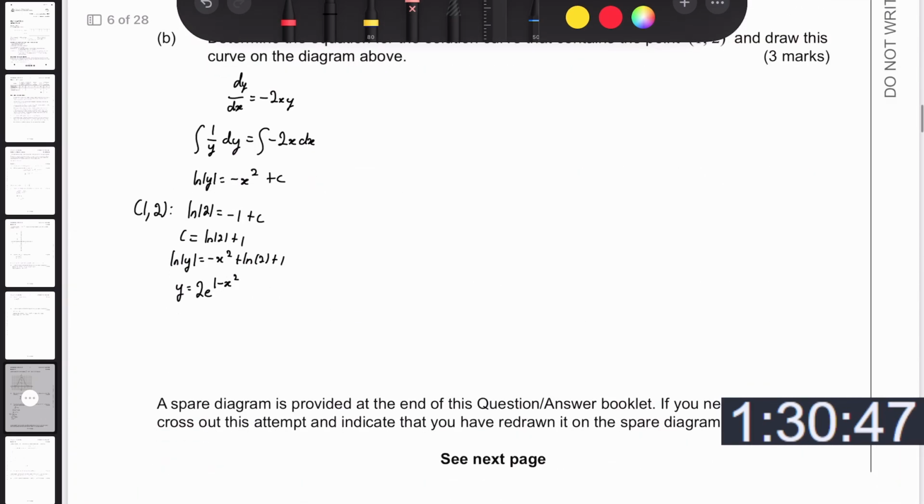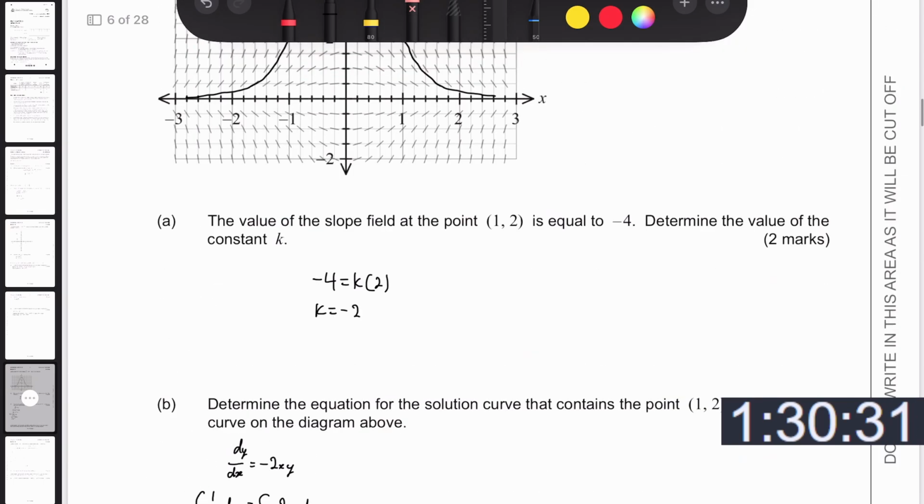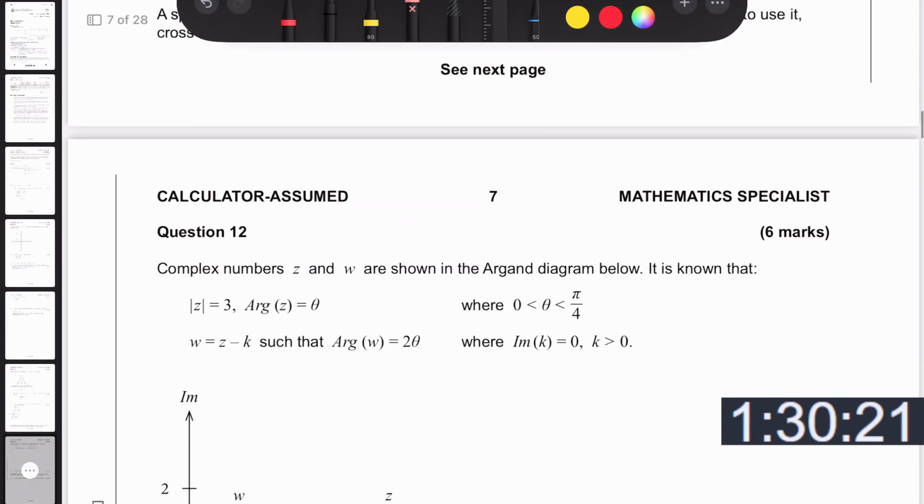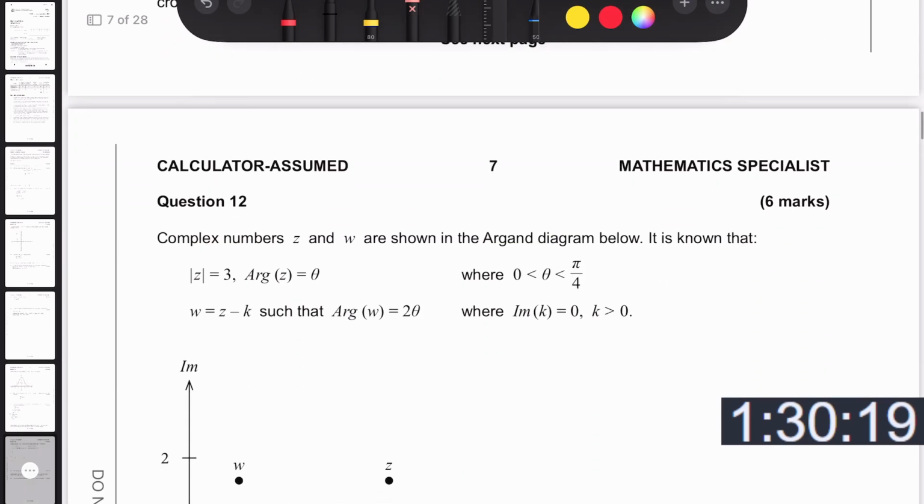Okay. And then I can graph this actually on my graph. So that's y. So let's see, 2e^(1 minus x squared). Does that give me what I think it should give me? Looks like it does. And the y-intercept is at 5.4. Yep.